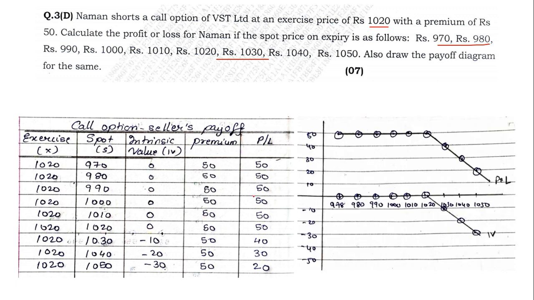So first we plot the IV, so it will be 0 from 970 to 1020, it is all 0, and thereafter there is negative 10, negative 20 and negative 30. In profits, it was 50 up to 1020, and thereafter there was a diminution in value: 40, 30 and 20.